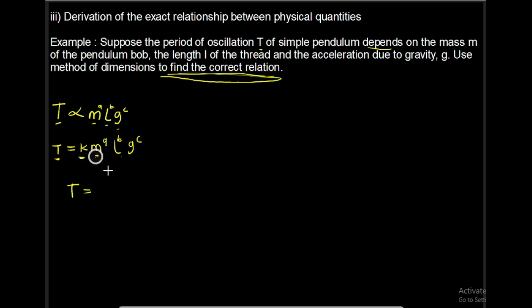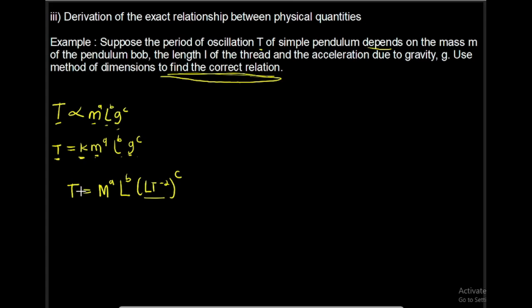And then we'll go to mass. Dimension for mass is capital letter M, raised to power a. And then dimension for length is capital letter L raised to power b. Dimension for acceleration due to gravity: acceleration due to gravity is a form of acceleration, so it will have the same dimension as acceleration, which is LT^-2. So we are going to have LT^-2 all raised to power c. This is g, acceleration due to gravity. The whole of this is also g, so it's all raised to power c.